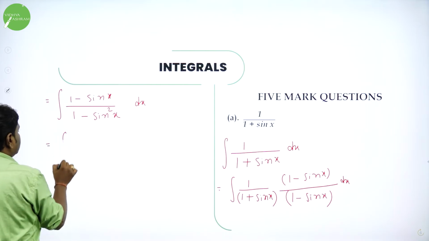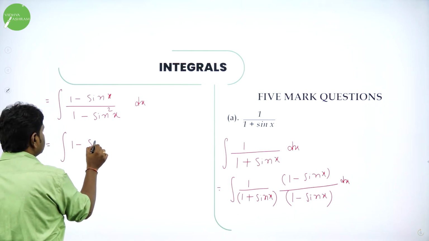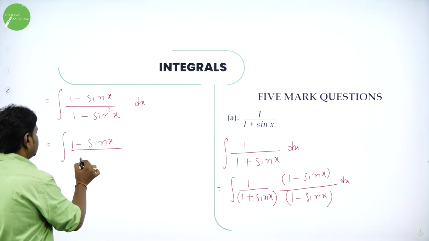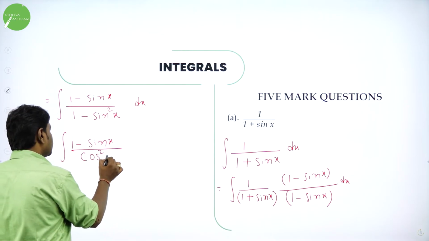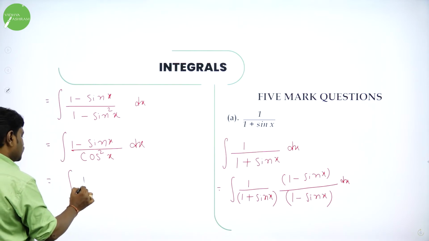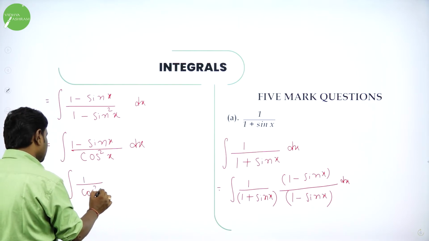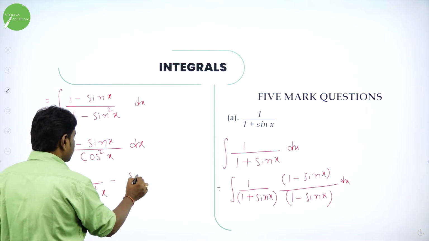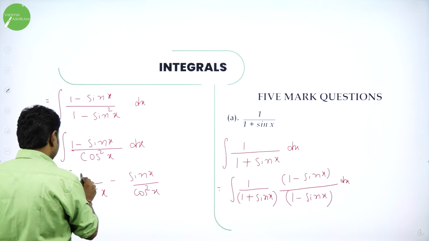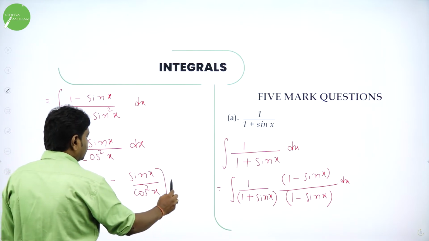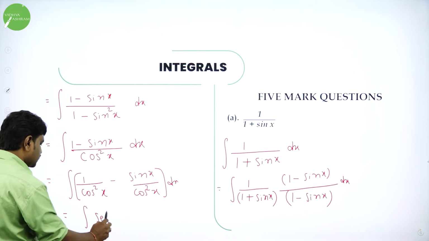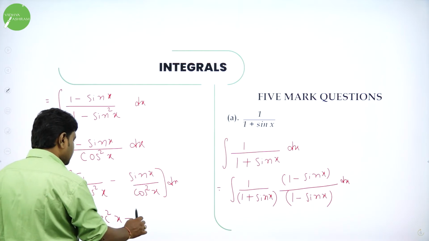So integration of 1 minus sin x divided by, all of you know the identity. What is 1 minus sin square theta? Cos square theta. So it will become integration of 1 minus sin x by cos square x. So further you split it. Can I split it as 1 by cos square x minus sin x by cos square x? So now integrate this. But before you integrate, rewrite. I can write 1 by cos square x as secant square x, minus sin x by cos square x.